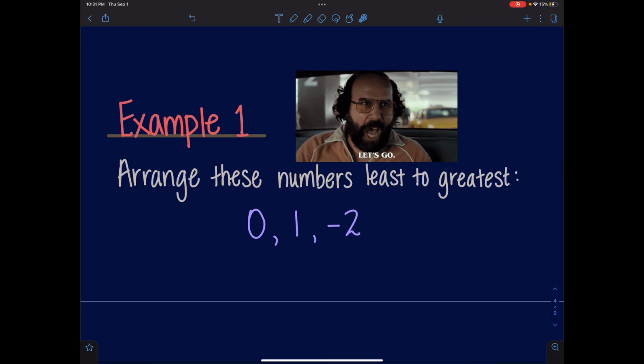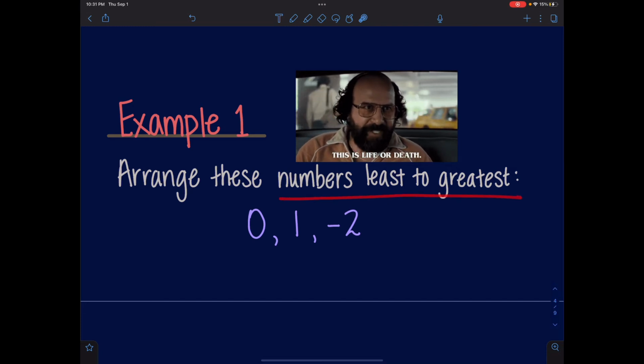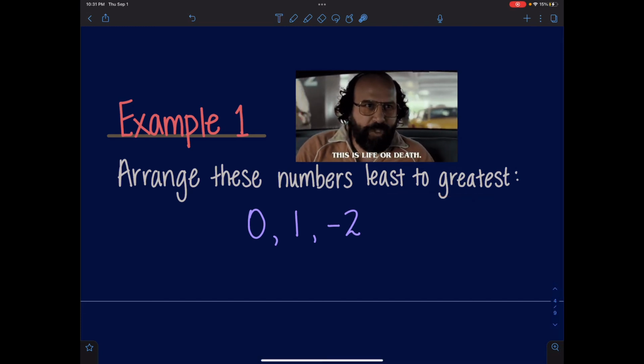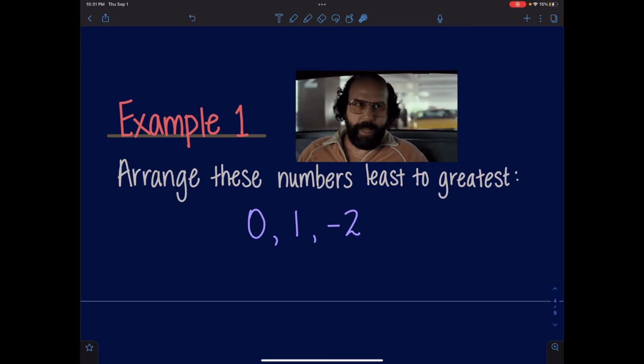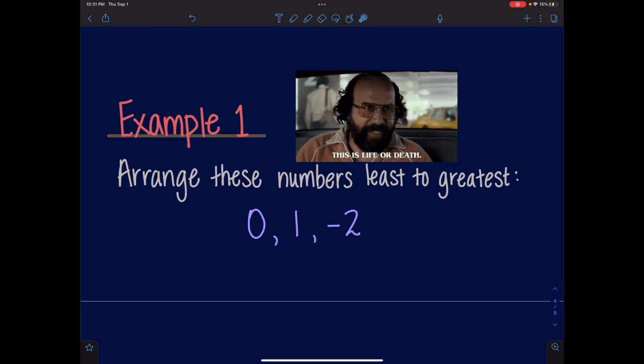Let's do an example. Arrange these numbers least to greatest. Snap, snap, I know. I wanted this to be a quick lesson. Now I feel like it's getting long because I ramble too much. So snap, snap, I'm going to get to it.